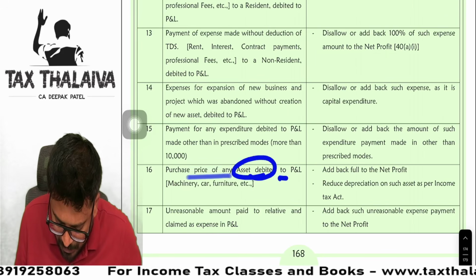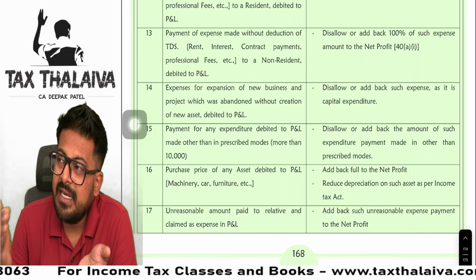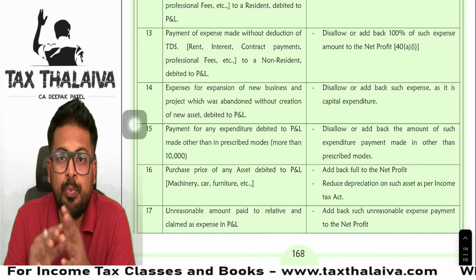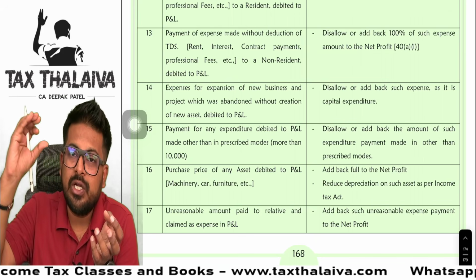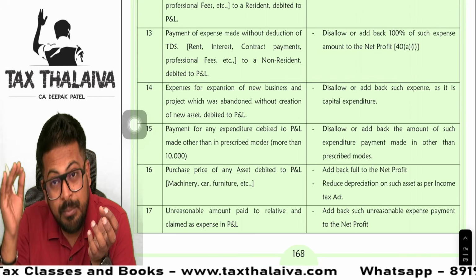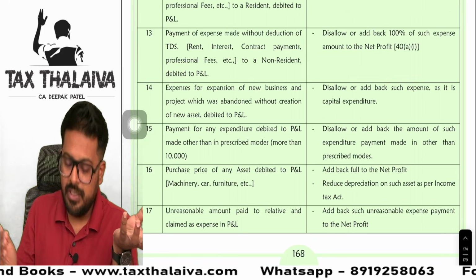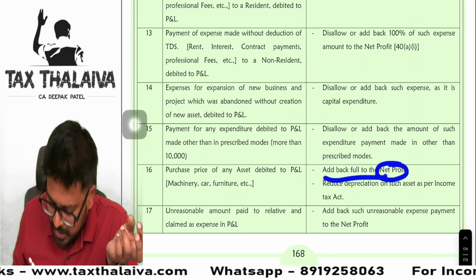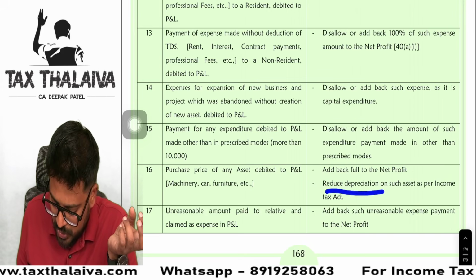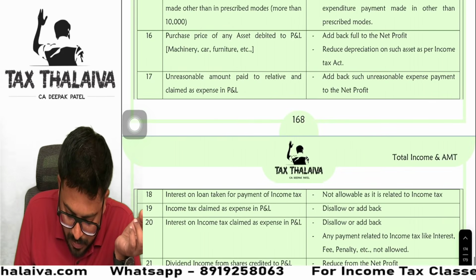Purchase price of any asset debited to profit and loss account. If you purchase any asset, you cannot debit it to profit and loss account; you have to take it to the block of assets and you can claim depreciation on that. So we will add back the full value to the net profit, but reduce depreciation on such asset.